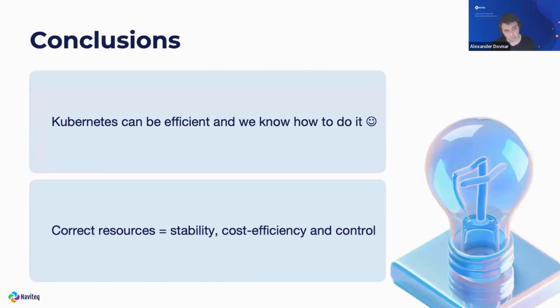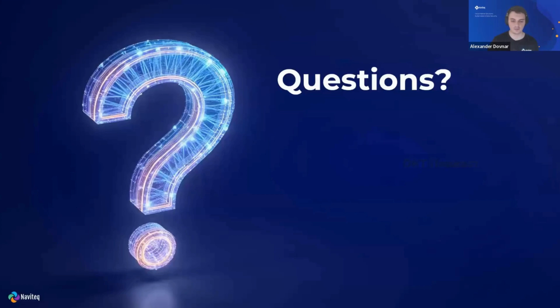Conclusions are really simple. Kubernetes can be efficient, and we at Naviteq know how to do it. If you have questions, feel free to reach out. At the end: correct resources, stability, cost efficiency, and control. And again, sometimes correct resources is not only a YAML change. Sometimes it requires application changes as well. So you should understand that if you're starting a Kubernetes optimization project, you also require someone from the R&D team to be a part of it. Otherwise, it won't succeed.